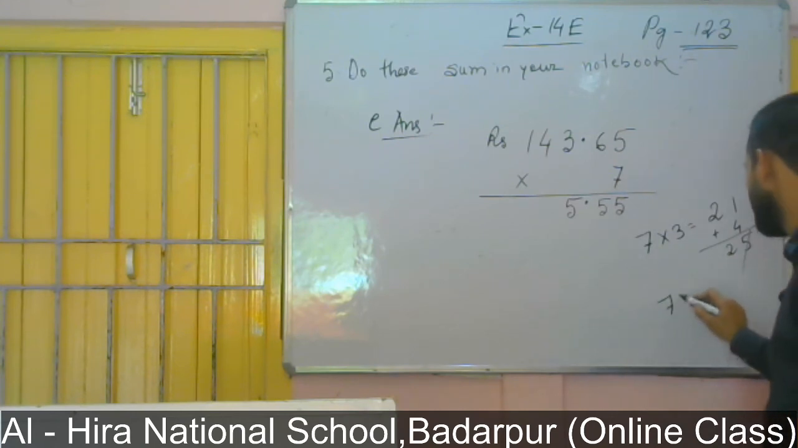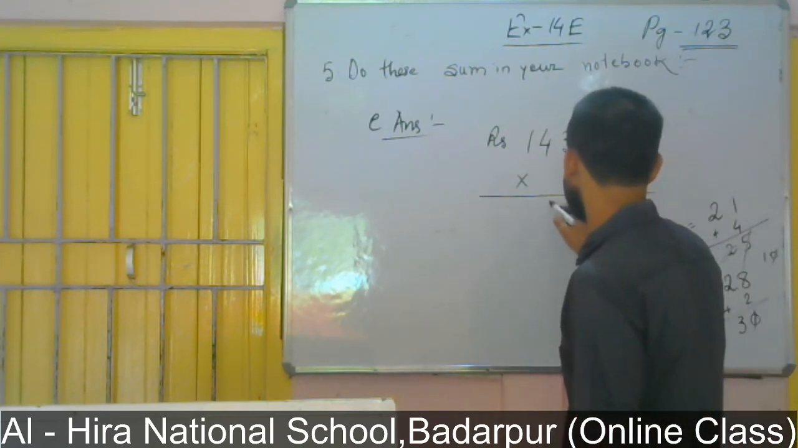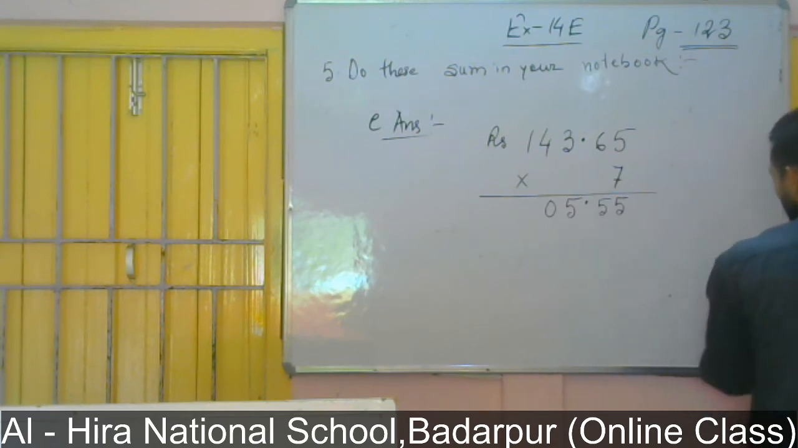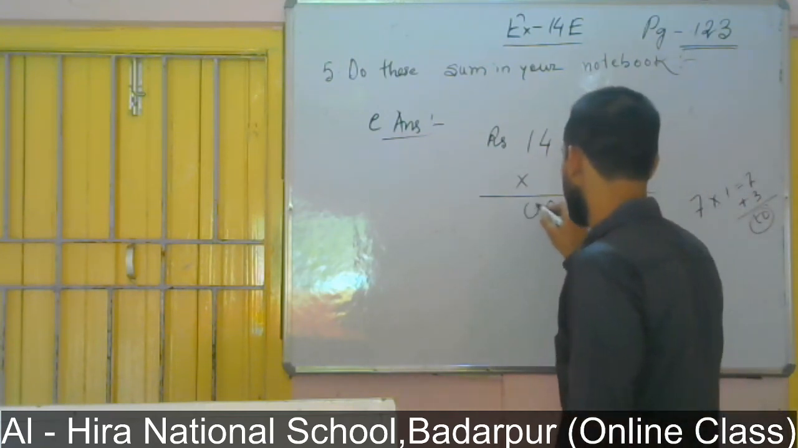Now we have to multiply 7 by 4. We know that 7 4s are 28. Plus 2, 28 plus 2 equals 30. From 30 we are going to write here 0. That means 3 will be in my hand this time. Now we are going to multiply 7 by 1. 7 ones are 7, and 7 plus 3 equals 10. So we are going to write here 10.